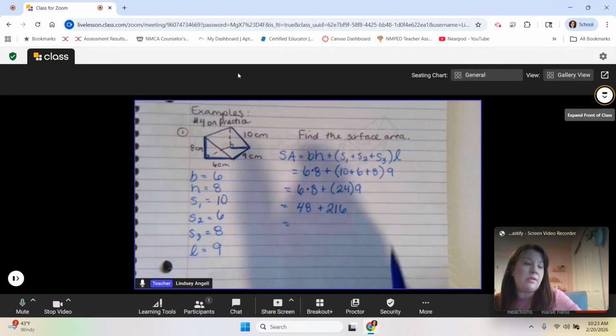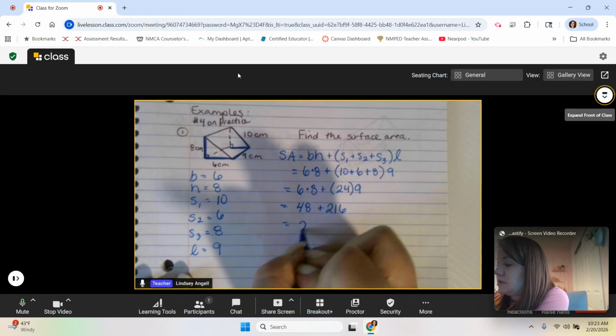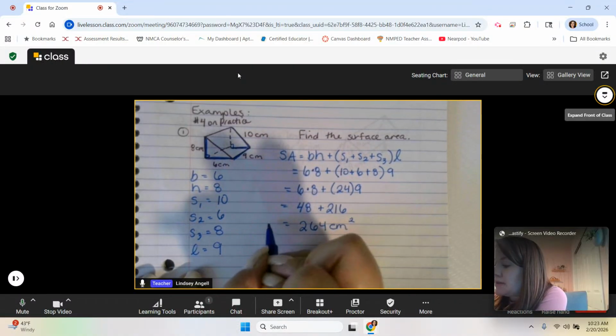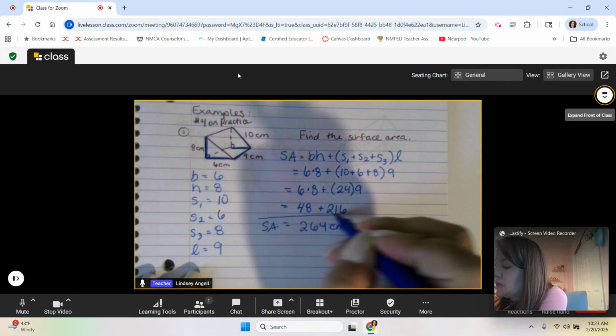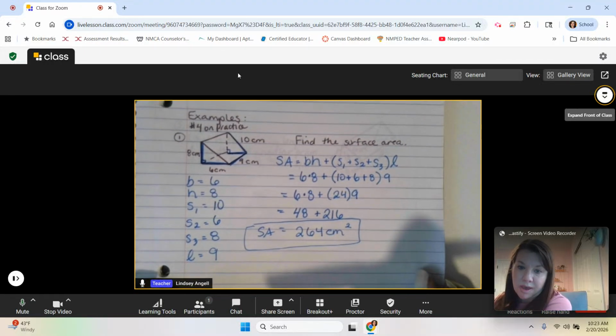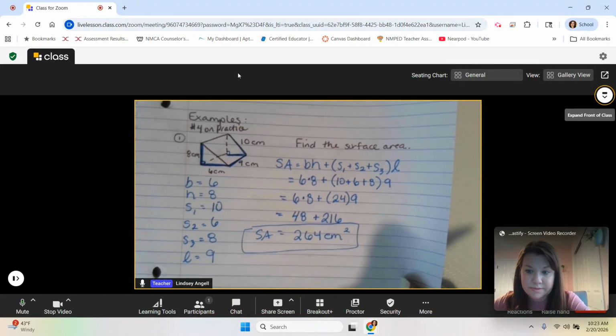Okay, and then we'll add those together, so plus 48, that gives us 264. We were talking about centimeters, so that would be centimeters squared. Okay, so it's about understanding the formula and like what's what.